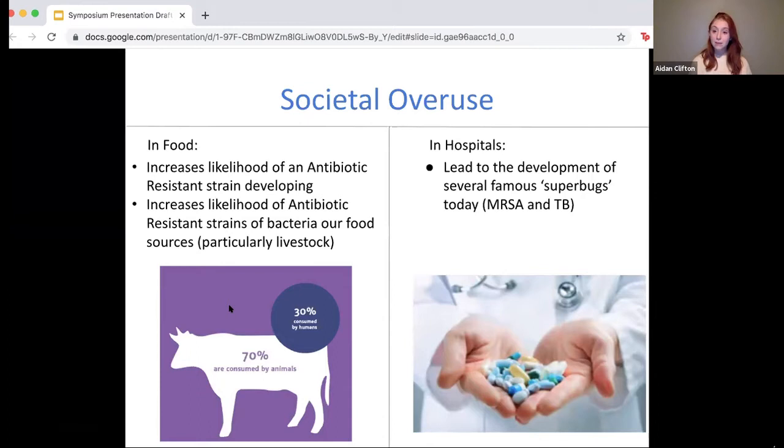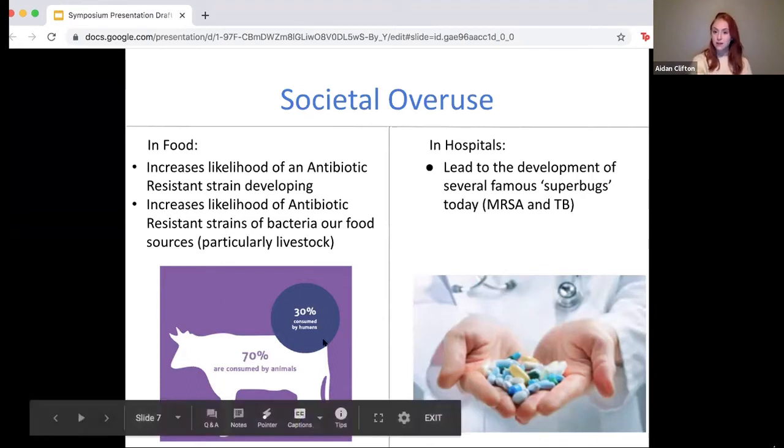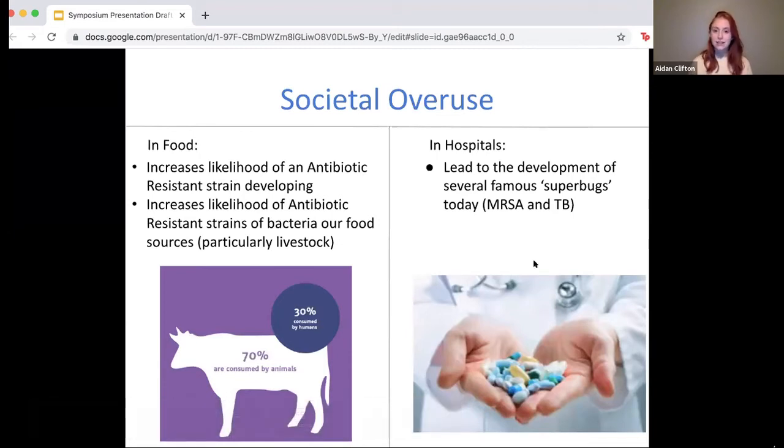And that's really bad because it leads to the possibility that an antibiotic-resistant strain of bacteria could develop in our food sources. And in hospitals, this is the other classic example because, well, that's where the people who are infected with these bacterial infections go, obviously, and they're exposed to antibiotics, and this leads to development of superbugs like MRSA, or methicillin-resistant Staphylococcus aureus. It's very serious, it's killed a lot of people, or tuberculosis.